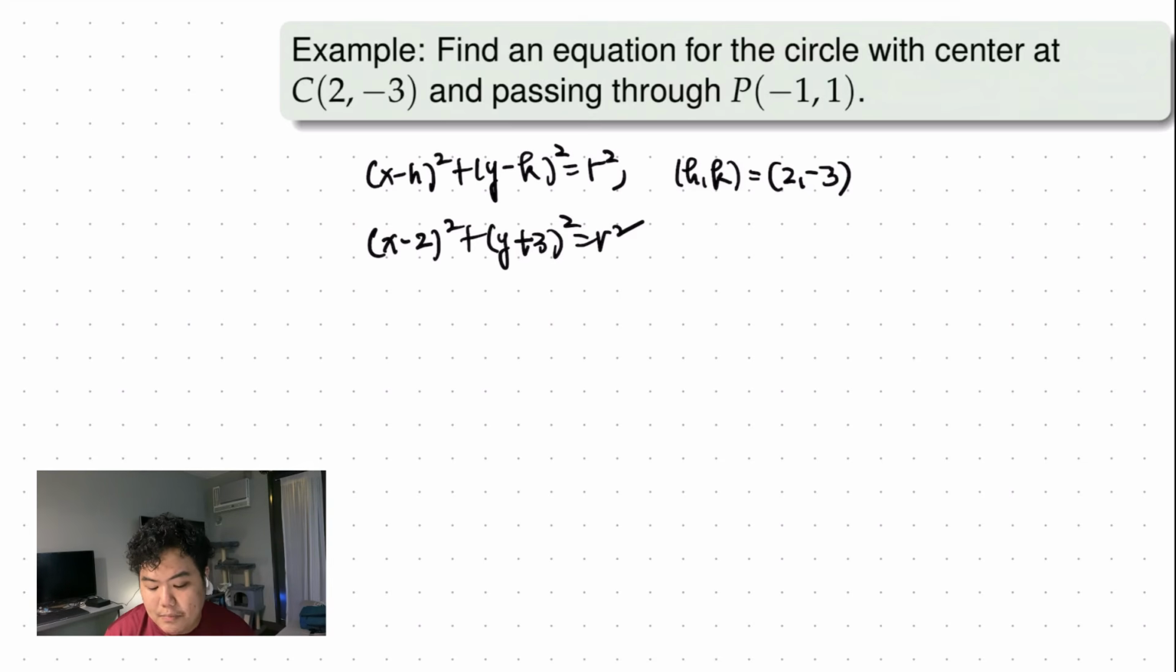Pero sabi natin sa problem, the circle passes through (-1, 1). So, this (-1, 1) must satisfy this equation. So, pa-plug in lang natin yun. So, we just replace x by negative 1 and y by 1.